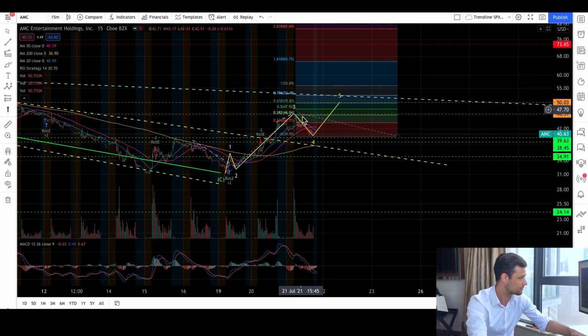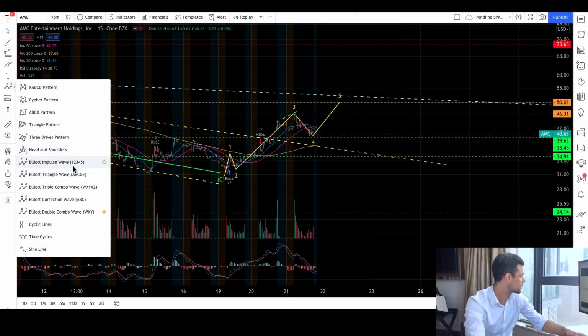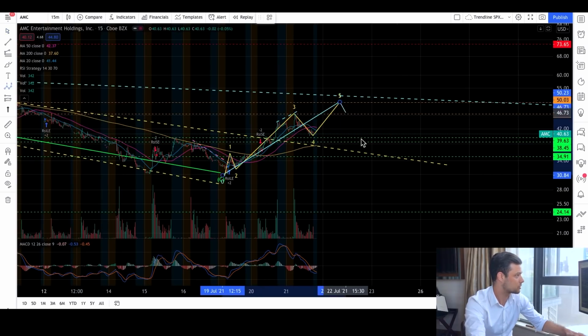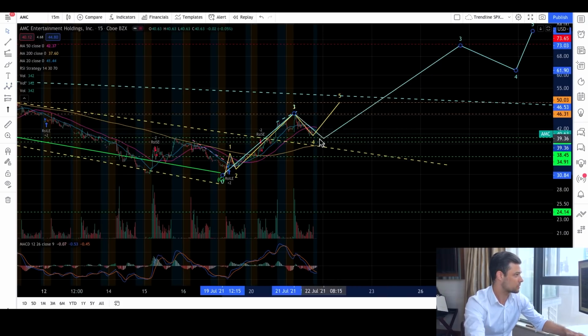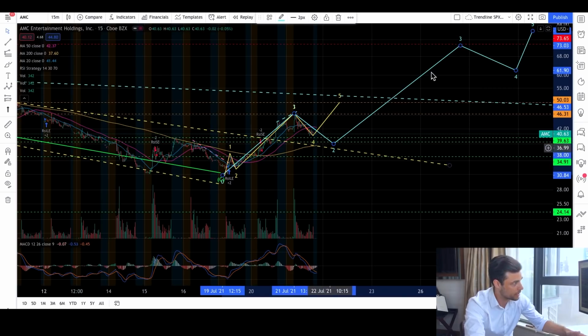So here, this is my preferred scenario. This would make more sense for me. And then we correct. If this happens, then we would correct somewhere here and then move probably higher. We could also be, as you guys just saw, this is complete and we're having a second wave that is going here or here. So basically what I'm expecting, either a last wave up and then a correction, or a slightly deeper correction and then a move up.